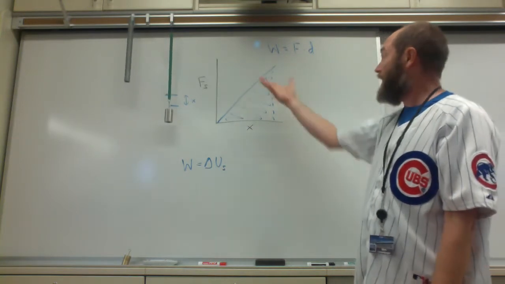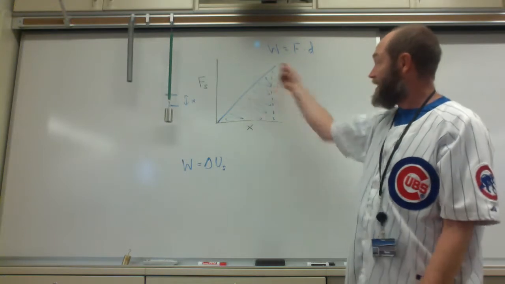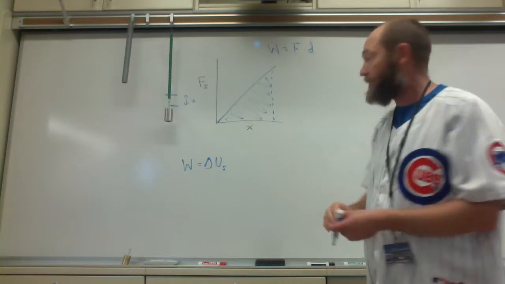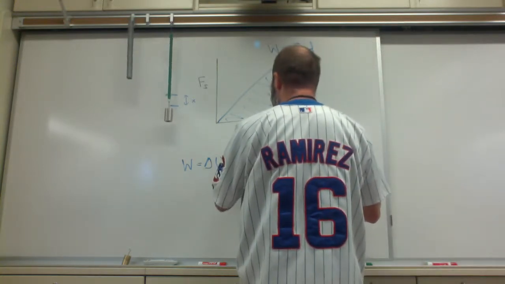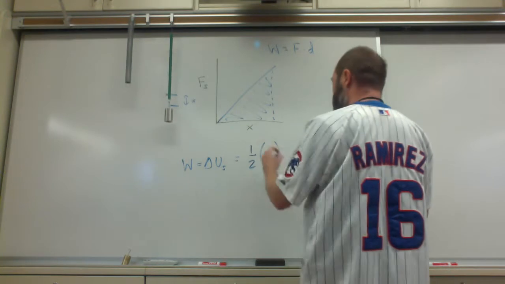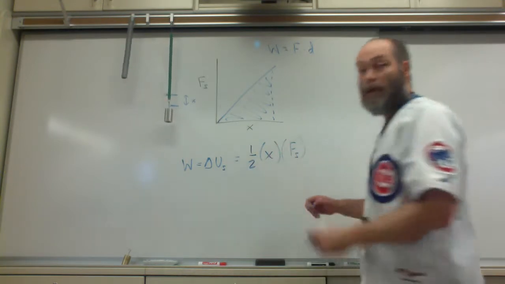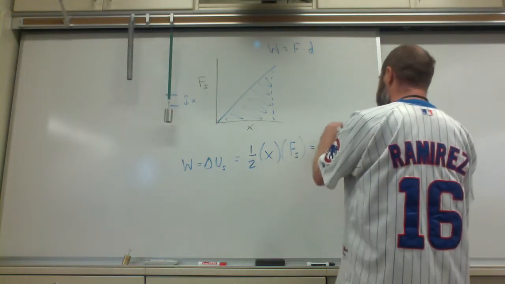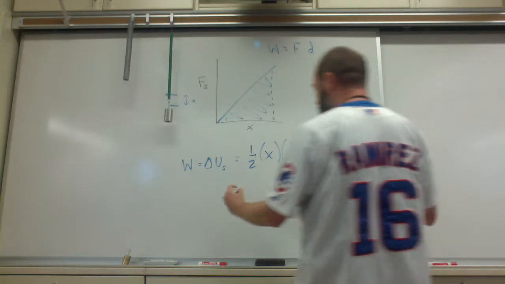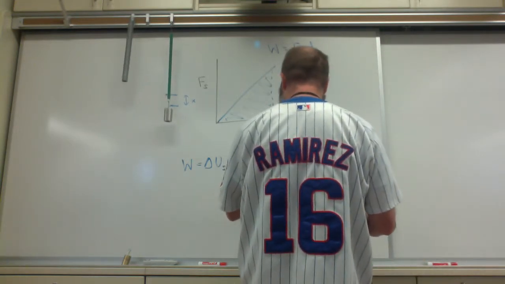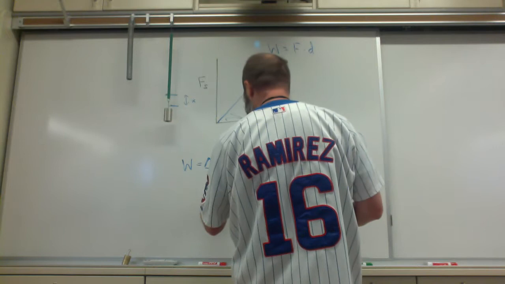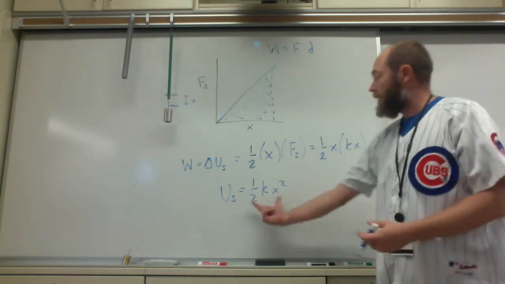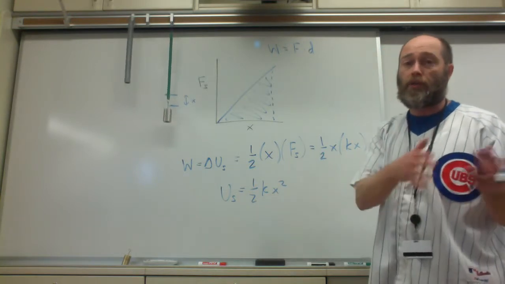How do we find the area? That's a triangle, isn't it? Area is 1/2 base times height. The base is x, and the height is the force of the spring. But we just said the force of the spring is equal to k times x. So I get 1/2 x times k times x, which means 1/2 kx squared. That's how it's written on your formula sheet, and that is how you find the energy stored in your spring.